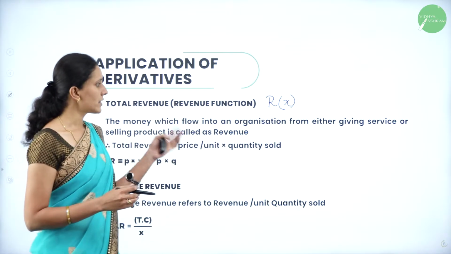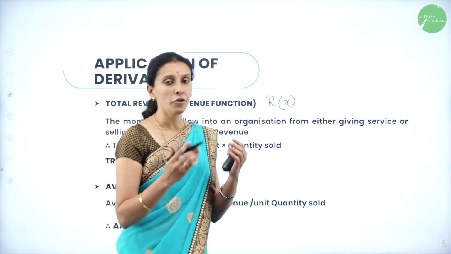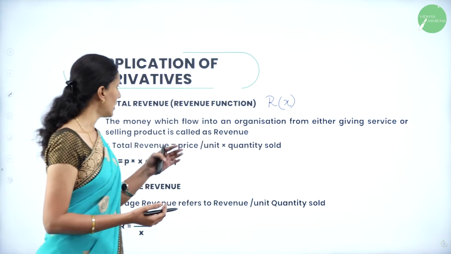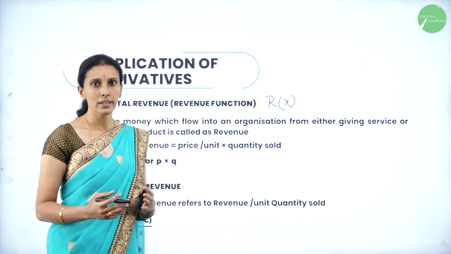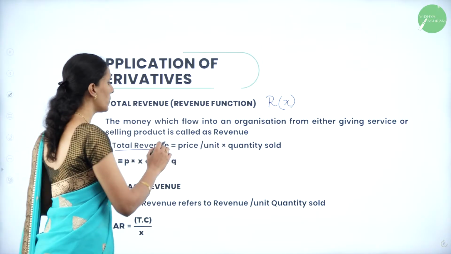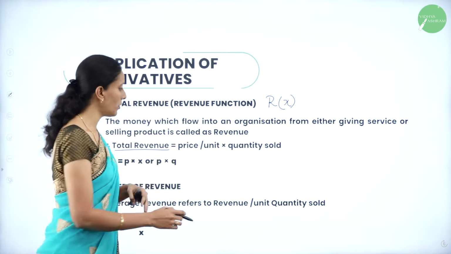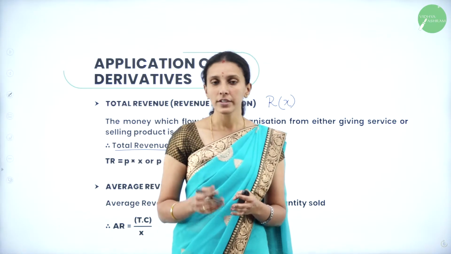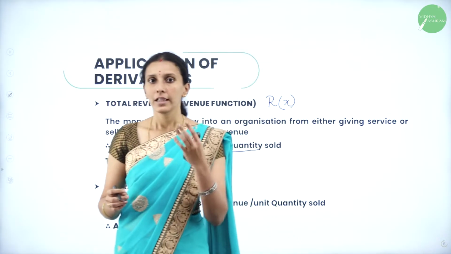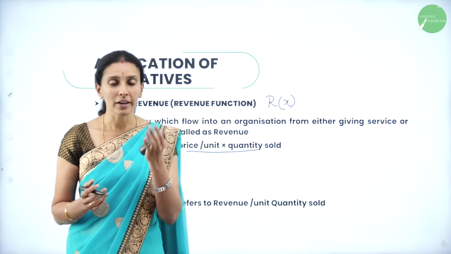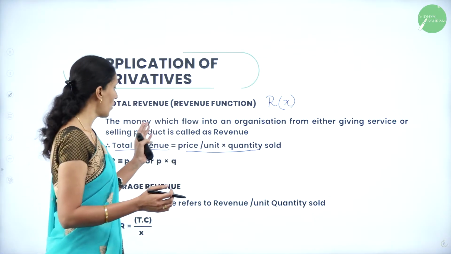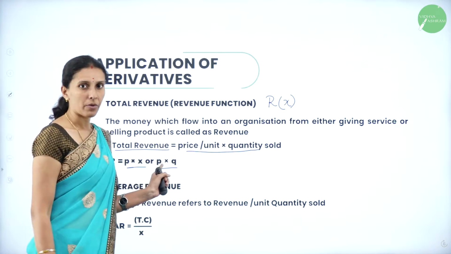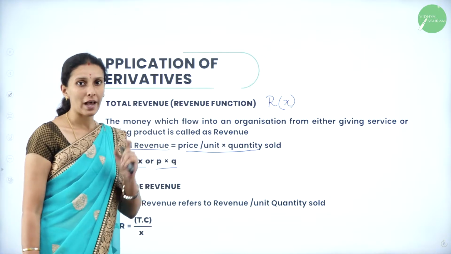The total revenue is nothing but the amount or the money which you get by giving service or by selling the products. That is the total revenue, or the revenue. How can we calculate the total revenue? It is always the price into quantity. For example, if you are selling 100 oranges at 10 rupees for one orange, then the total revenue is 1000. So this is the concept of total revenue. It is always P into X or P into Q, where P is the price and Q is the quantity which you have sold.